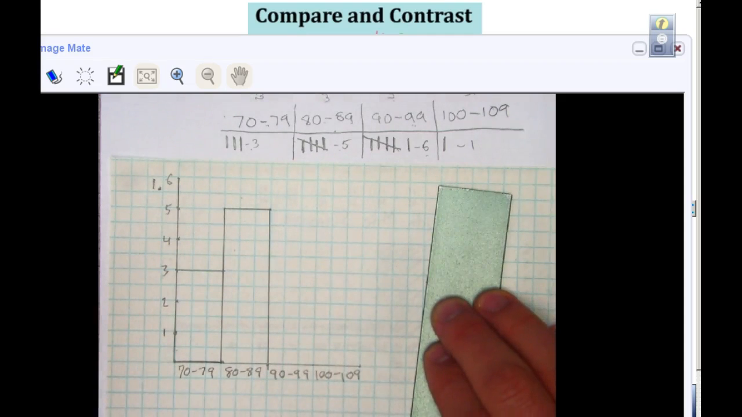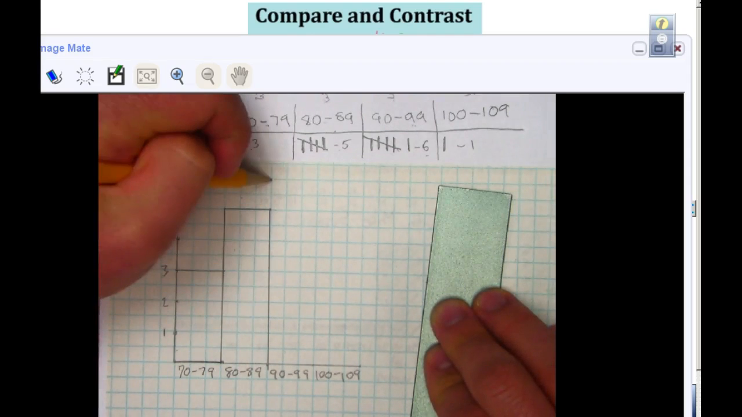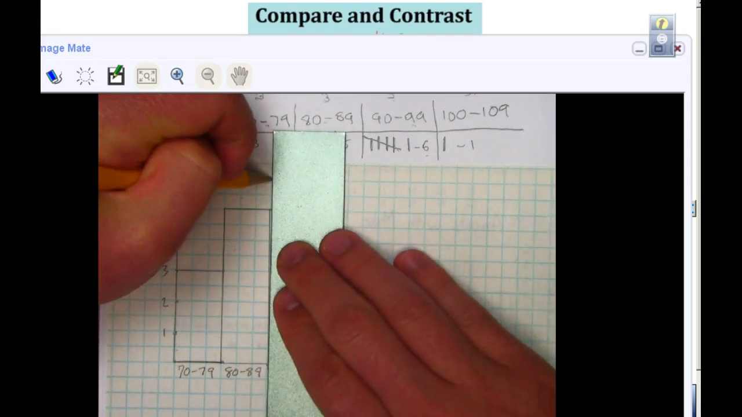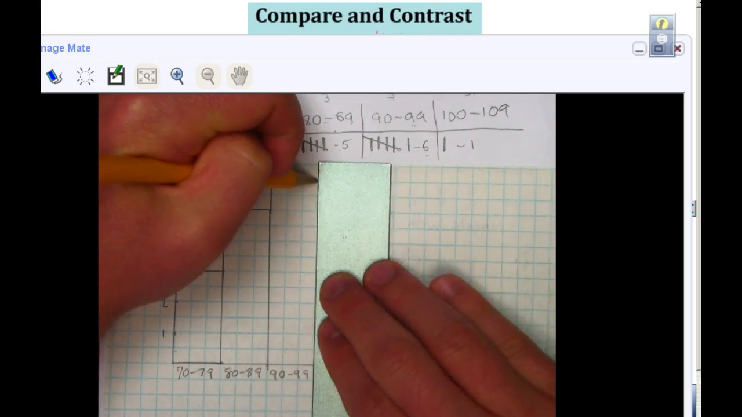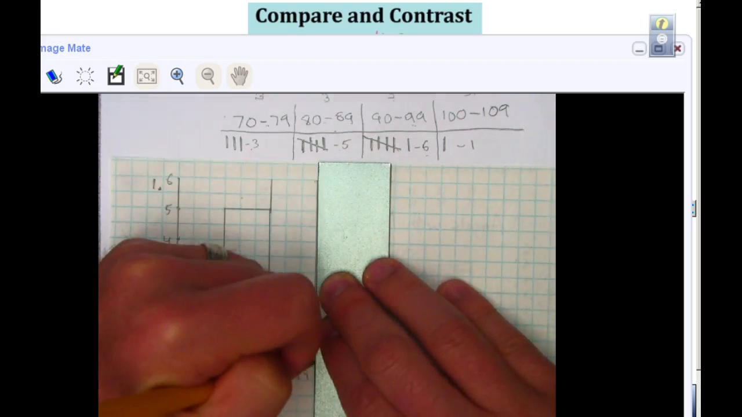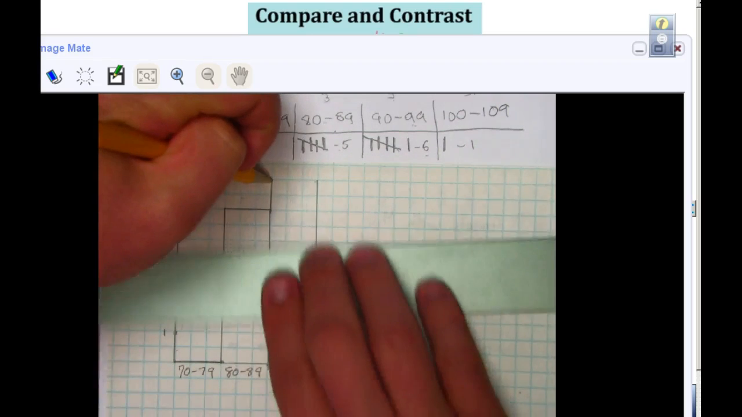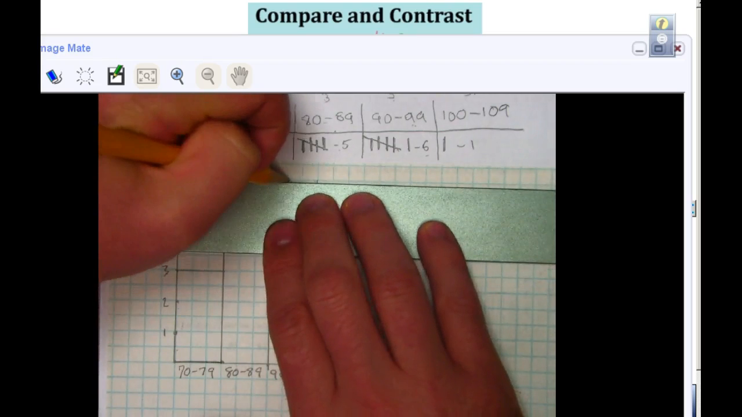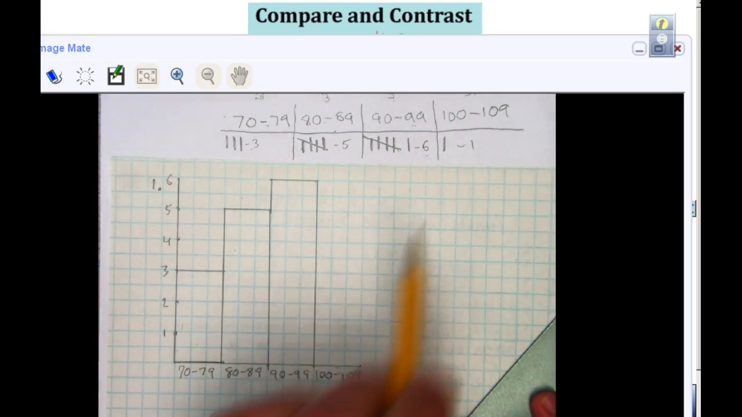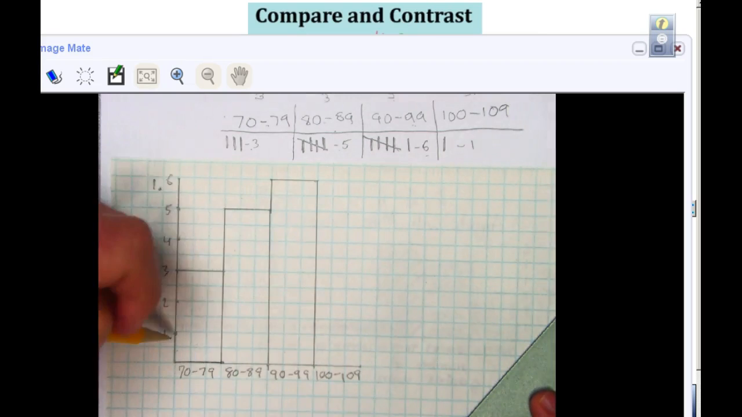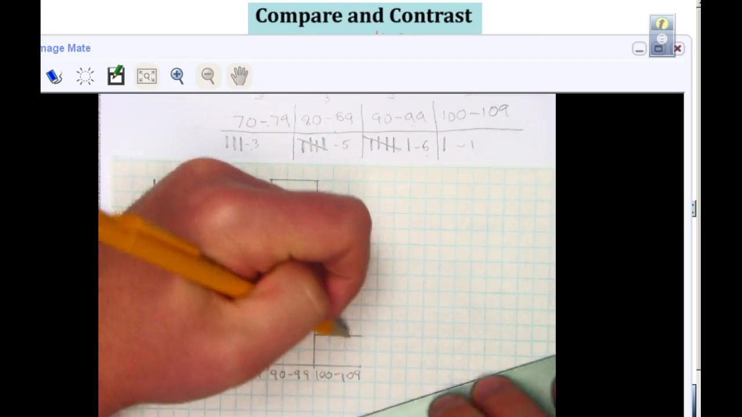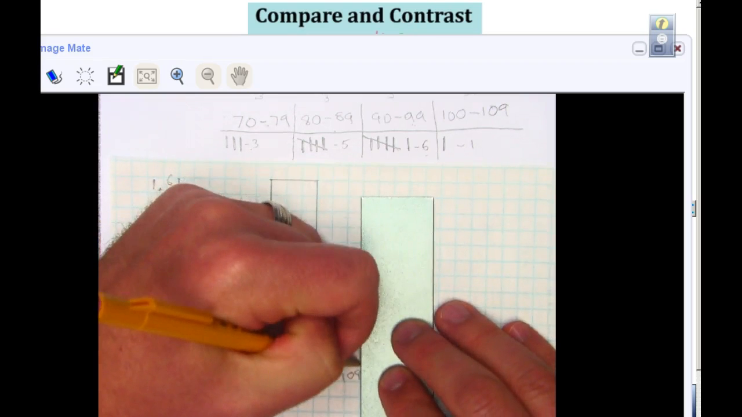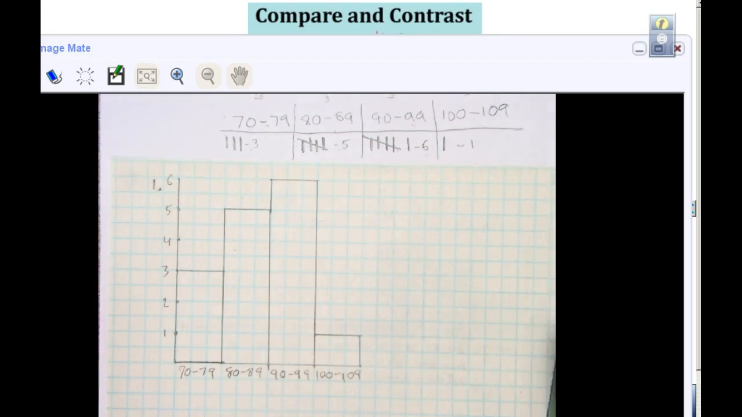There we go. And 90 to 99 is a frequency of 6, so that goes all the way to the top. And lastly, for the 100 to 109, there's only one. That's going to be right here. And there we go. There's our histogram.